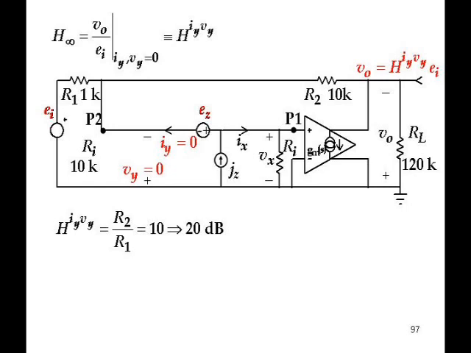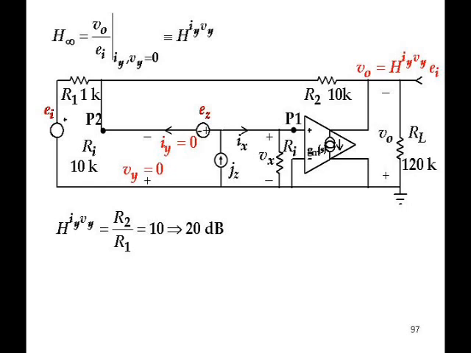And the answer is R2 over R1, because the current in R1 is EI over R1, because VY is 0 at the right-hand end. All of that current goes through R2 because the IY is nulled. So the voltage at the output end of R2 is the drop in R2 because the voltage at the left end of R2 is 0. So that's why the answer is R2 over R1, and that's the answer we want to get. So now we've set it up that H with IY and VY nulled is going to be equal to the H infinity that we wanted to get.